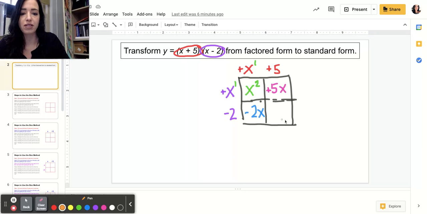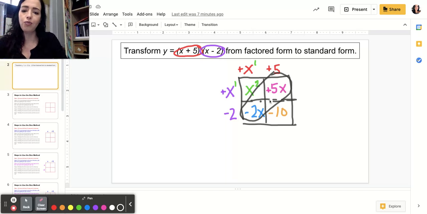Last but not least, we have this last box. So this is the second column and the second row. Positive 5 times negative 2 is negative 10. All right? At this point, you've done most of the work. So we have all of our boxes filled. I want you guys to realize that this x squared is the only x squared that we have. This negative 10 is the only constant, or regular number, that we have. And if we look at this diagonal here, we actually have like terms. So both of these are x's to the power of 1. That's going to be important in a second.